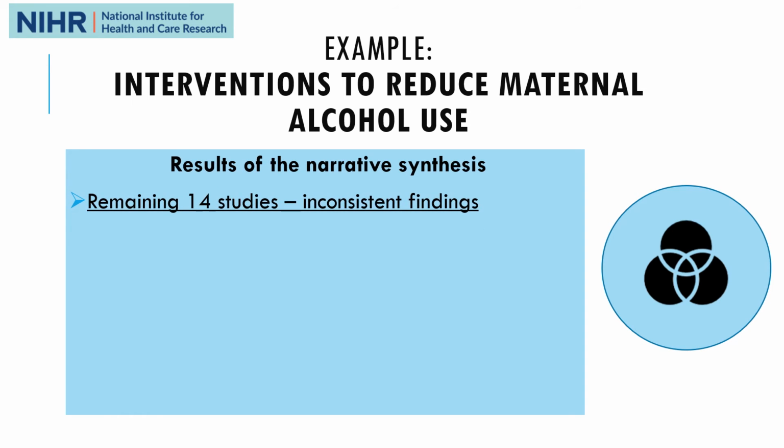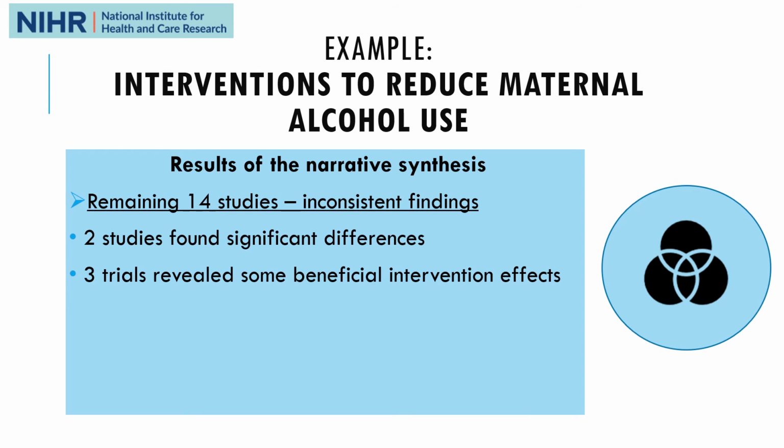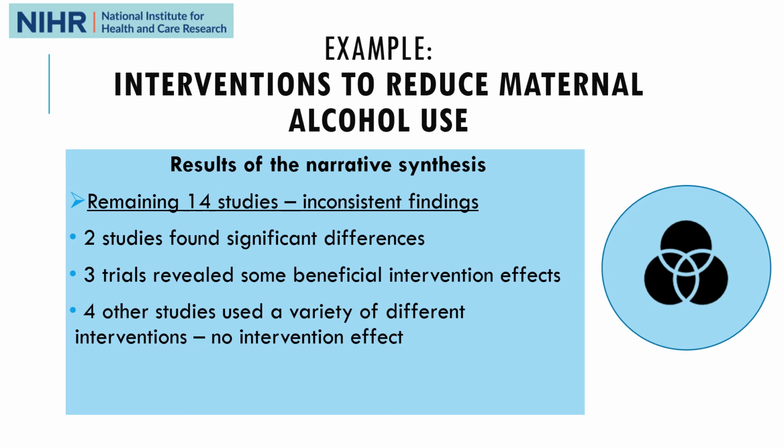So the remaining 14 studies that could not be included in the meta-analysis provided inconsistent findings through narrative synthesis in terms of intervention effectiveness in pregnant women. Only 2 of these studies found significant differences in favor of the intervention. 3 trials revealed some beneficial intervention effect. So, for example, benefits were seen in heavier drinking participants. 4 other studies used a variety of different interventions, such as home visits by paraprofessionals. These are basically mentor mothers.